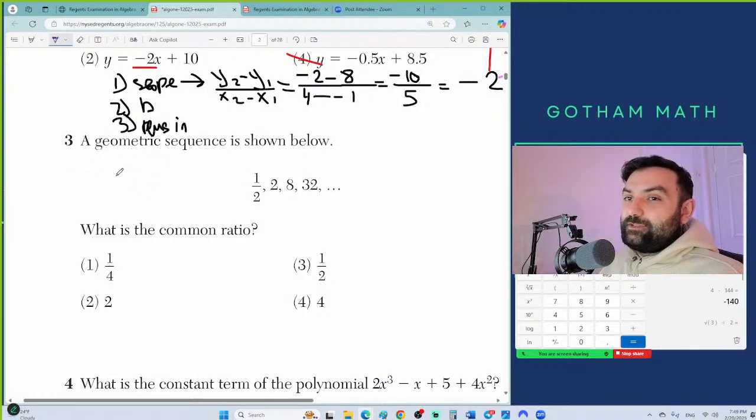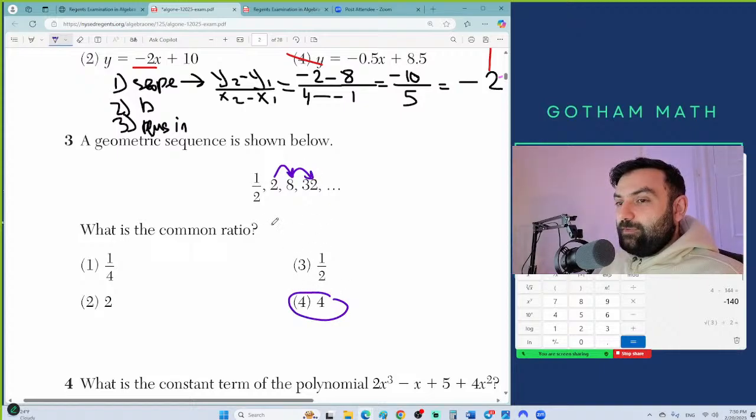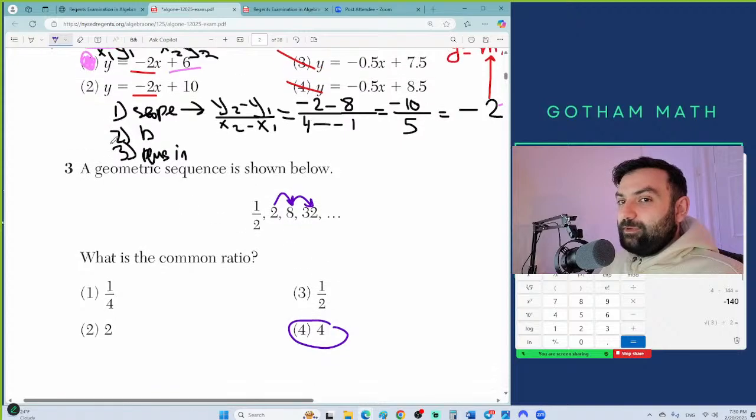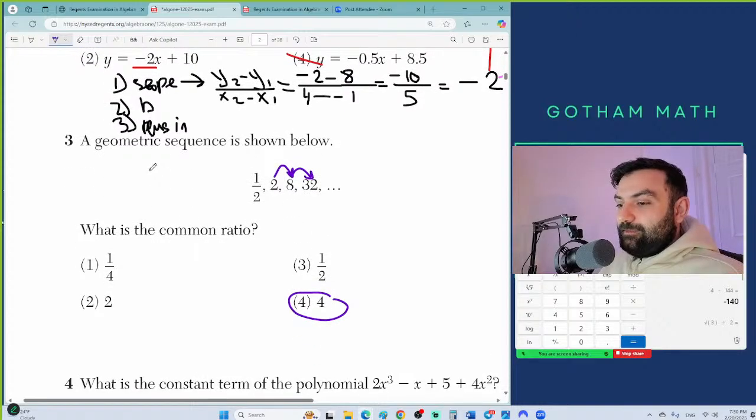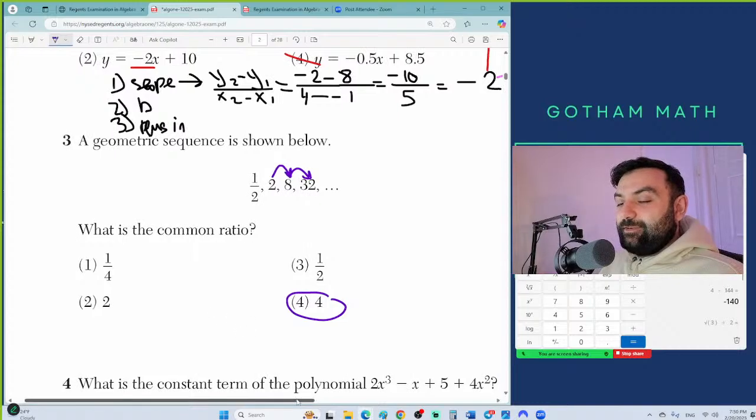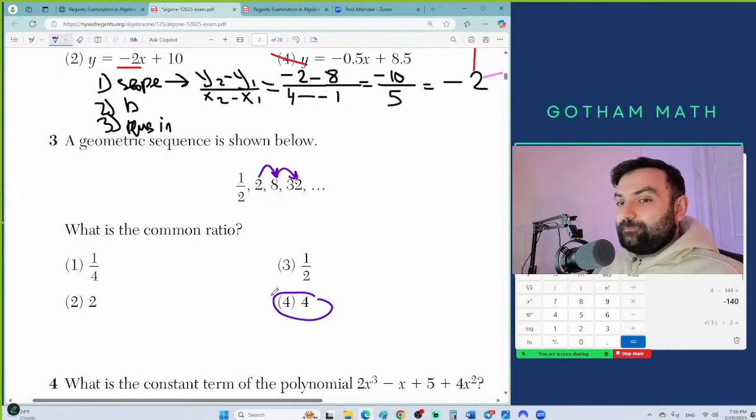This is number 3, and we're not even going to spend that much time on it. They ask, what is the common ratio of this sequence? 1/2 to the 2, but then you can see that it's 2 to the 8, which is times 4, and 8 times 4 is 32, so it's just 4. It's just numbers being multiplied by 4. This is kind of a thank you very much type of question. All right, so we're moving on.